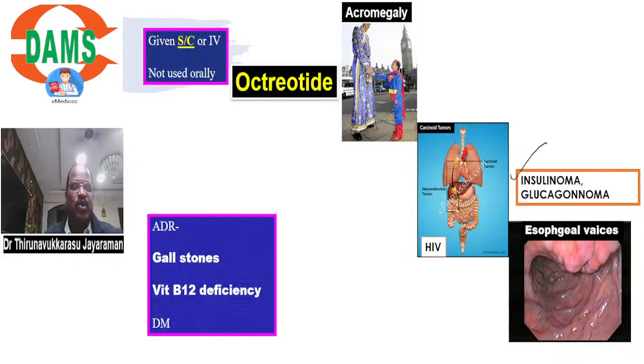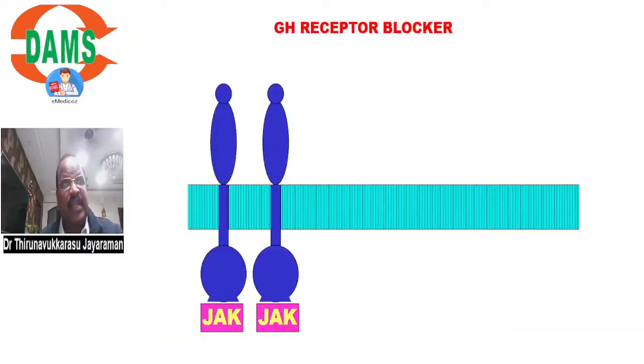And the adverse effects, you should know, it causes gallstone formation, B12 deficiency, megaloblastic anemia. And because of inhibiting insulin release, risk of diabetes. Okay. And this is another very important point.